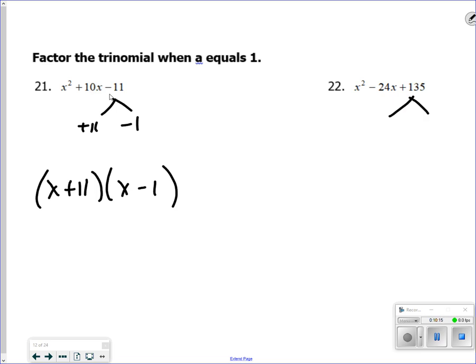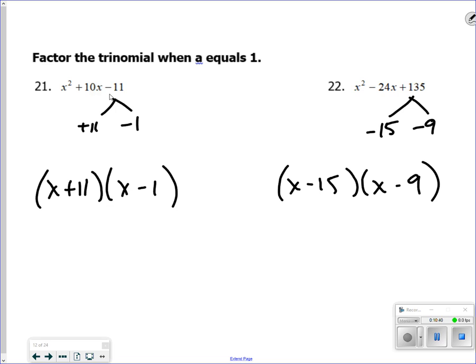So when I'm trying to find two things that multiply to be 135, but also have to add up to be negative 24, I still need the fact that I am multiplying a negative times a negative gets me a positive, but adds up to be a negative. And for those of you that may not have known your times tables, 135 is 15 times 9.